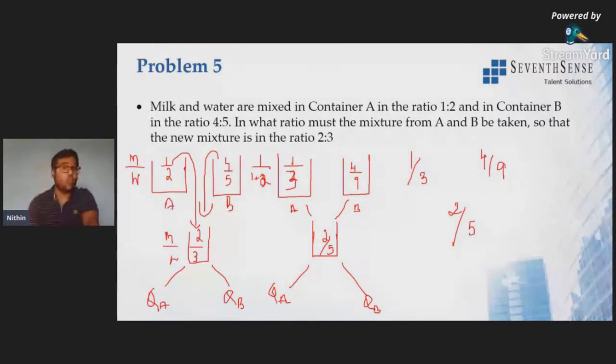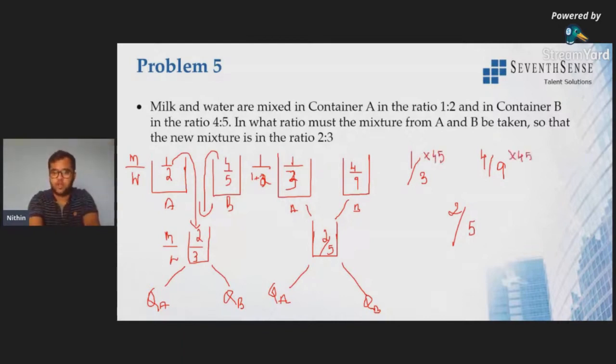Here I could suggest one tip. Instead of doing complicated subtraction with fractions, convert the fractions into whole numbers. How will you convert? I want to take out the denominator, right? Just find the LCM of the denominators, 3, 9 and 5. So 3 into 5 is 15, 15 into 3 is 45, right? So just multiply by 45.